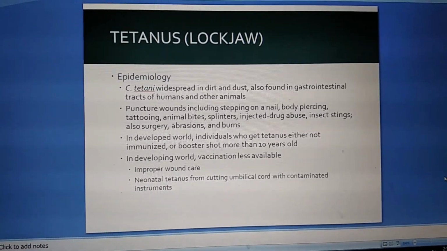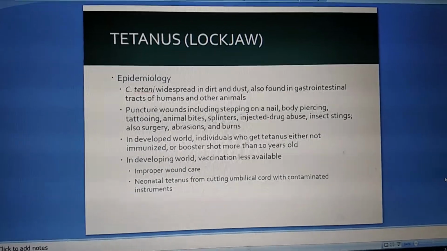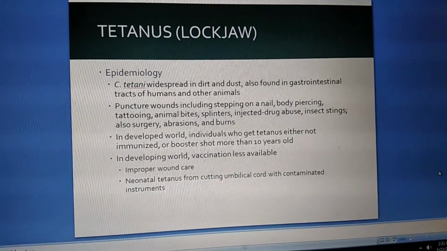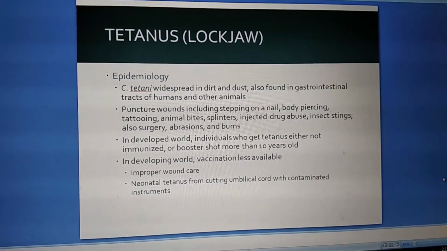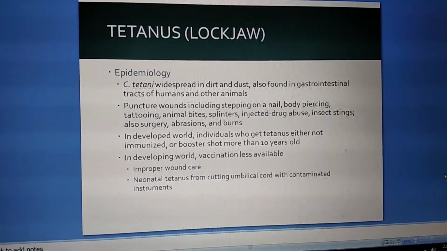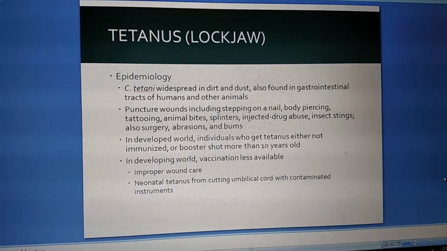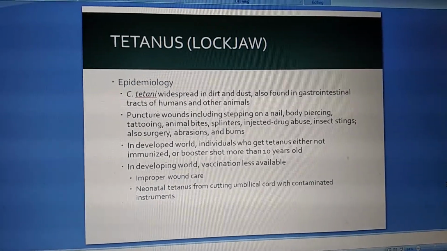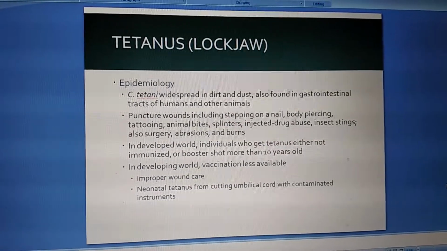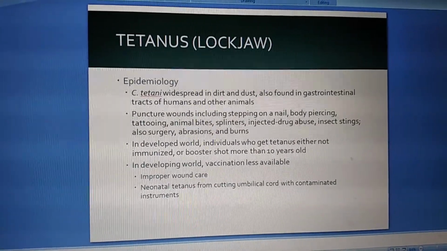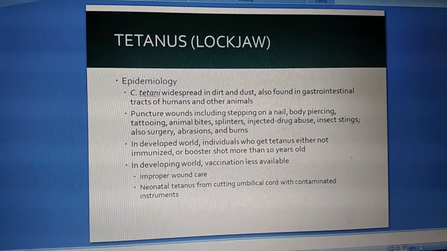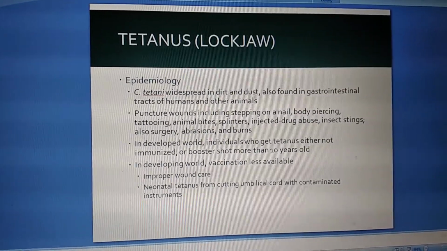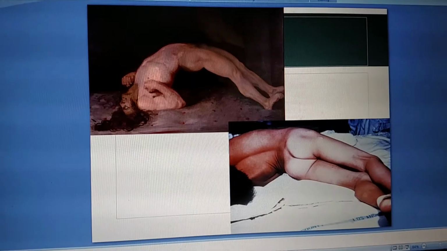Typically, if you get tetanus in the developed world, you either have not been vaccinated or you've not been vaccinated in more than 10 years. When you look in the developing world, the vaccine is less available, but typically you'll see tetanus coming from improper wound care or from cutting umbilical cords with dirty knives.